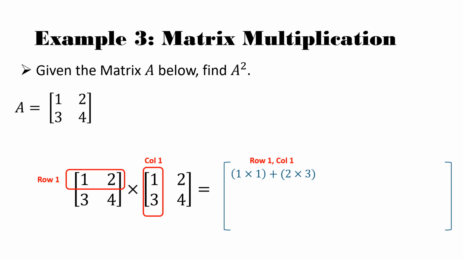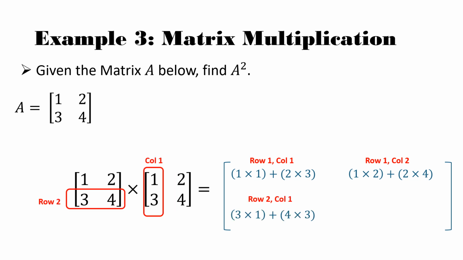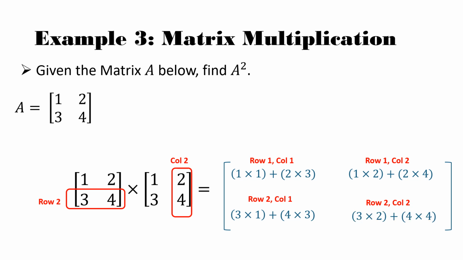So we get 1 by 1 plus 2 by 3. And then we look at row 1, column 2, which gives us 1 by 2 plus 2 by 4. And then we look at row 2, column 1, 3 by 1 plus 4 by 3. And finally, row 2, column 2, which is 3 by 2 plus 4 by 4.